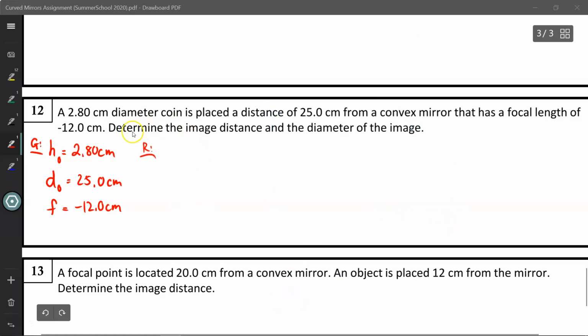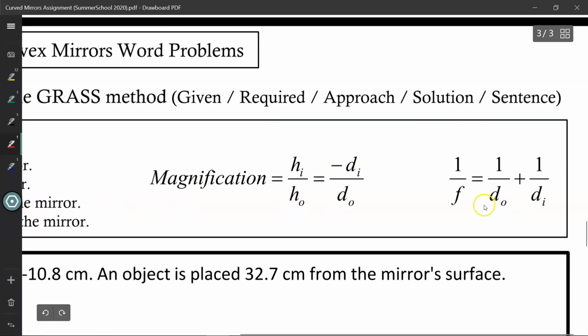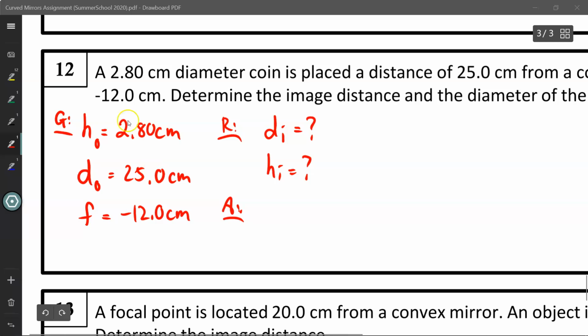In any case, the question asks, determine the image distance and the diameter of the image. So image distance, the distance of the image, and the diameter of the image. But as we saw, diameter is the same as saying height of the image because this is a circular coin. So let's start the approach. Which equation should I use? Let's start plugging in values that we do have in order to determine which equation we should use first.